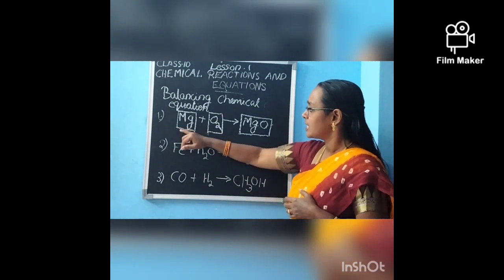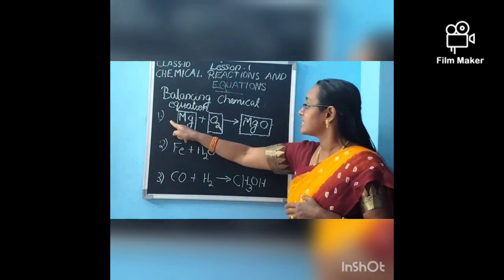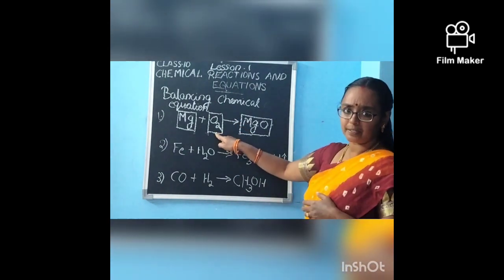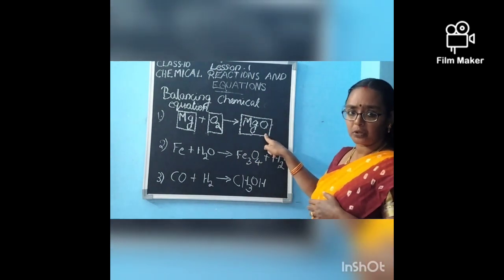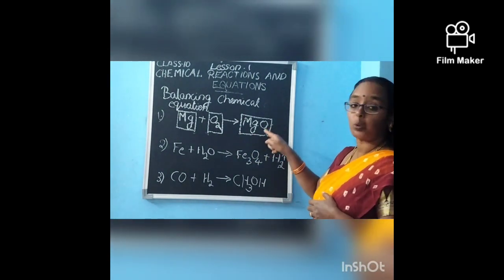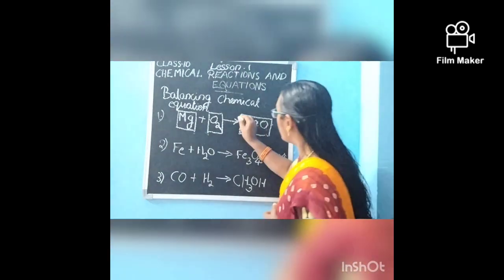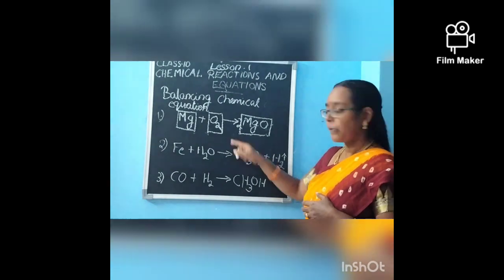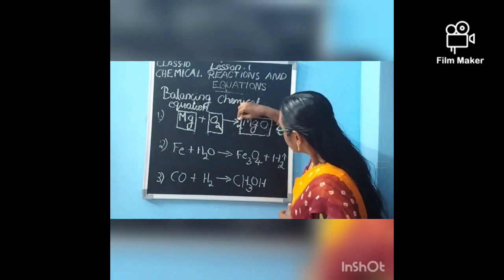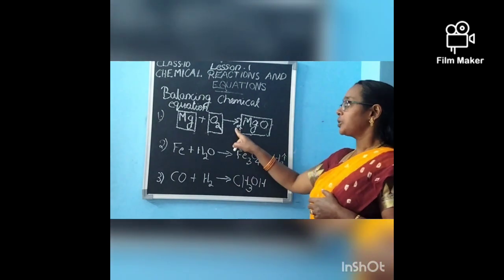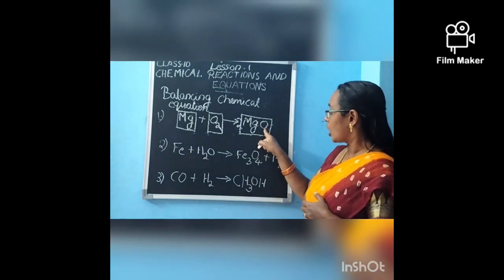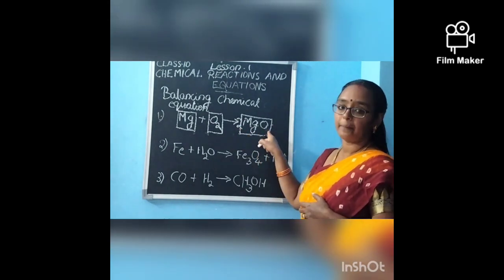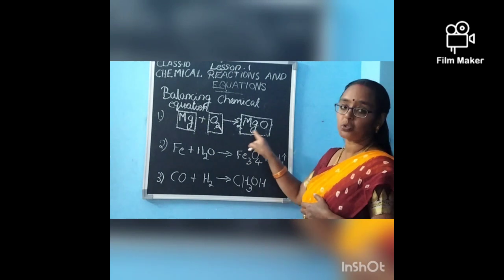So what we have to do is add coefficients in front to make the numbers correct. See, how many atoms are there in oxygen? 2. How many oxygen atoms here? Only 1. So here we have to add one more. How can we add? We have to put 2 over here. Can you see? I am putting 2 here. Okay. 2 MgO I have added. So oxygen number 1 into 2 will give you 2. So the oxygen number is balanced. Here 2 atoms, here also 2 atoms.